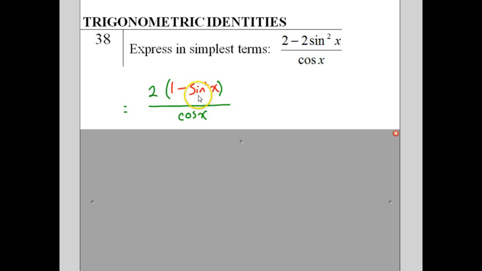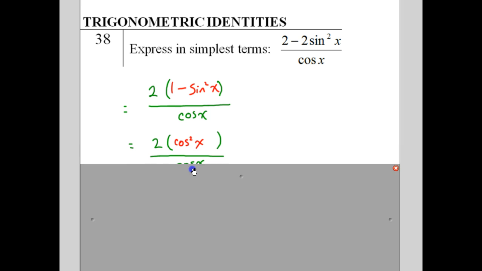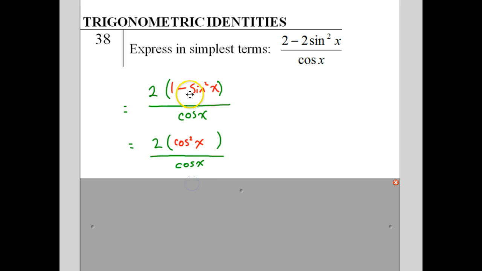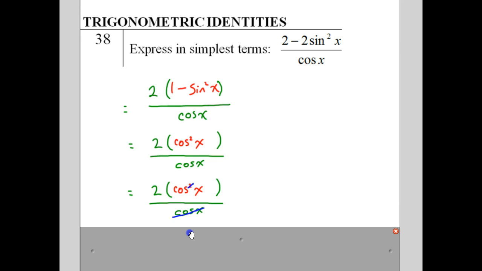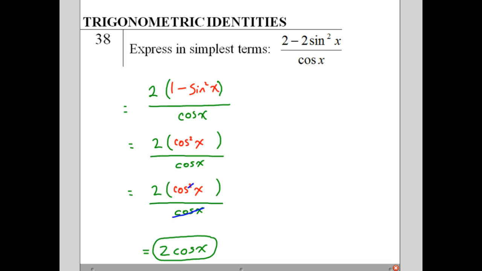And that's great, because if I have a cosine squared x in the numerator, I can simplify it with the cosine x in the denominator. Again, we make an angle replacement here, an identity replacement, with what's in red. That's a recognizable identity there. It comes from the first Pythagorean identity, rewritten in terms of cosine squared x. Now it's an easy simplification. We just divide out the square and then the linear term, and you're left with 2 times the cosine of x.